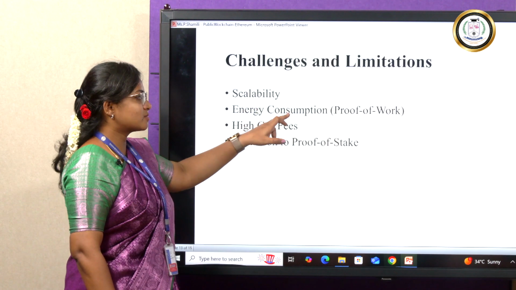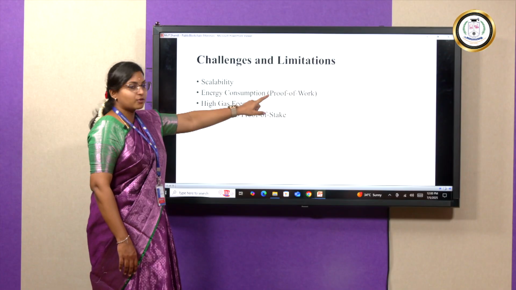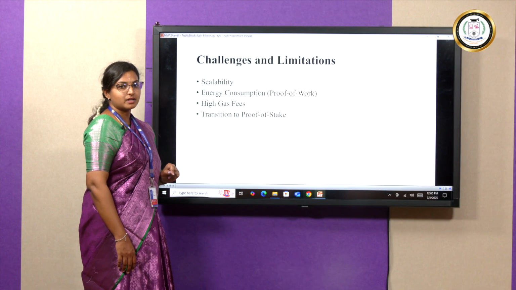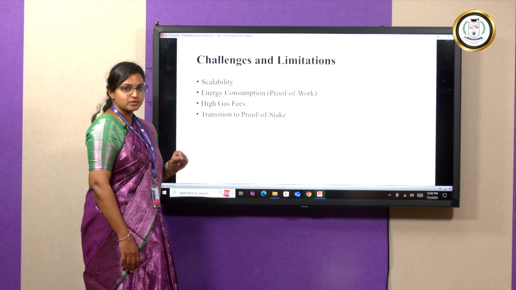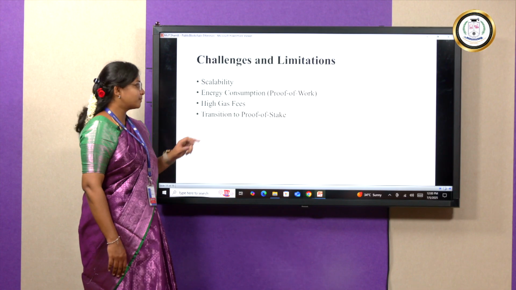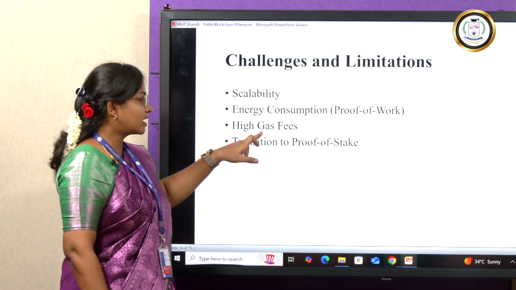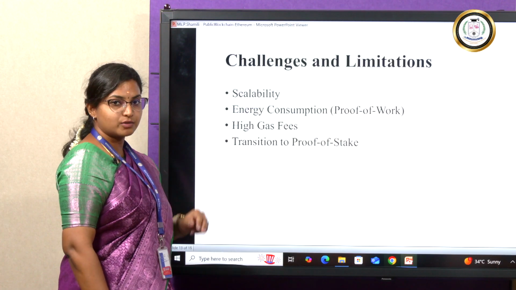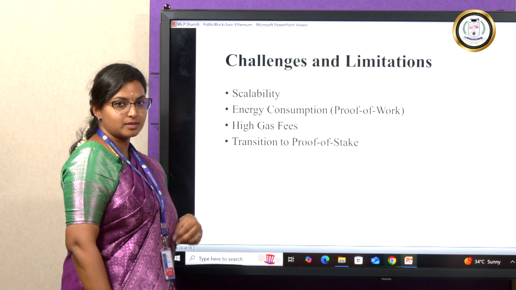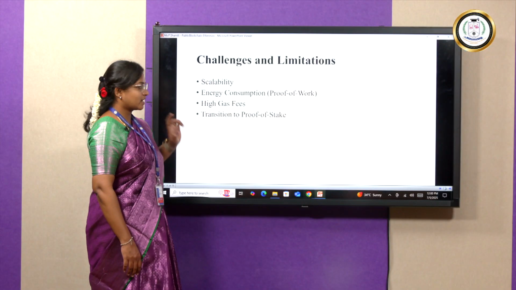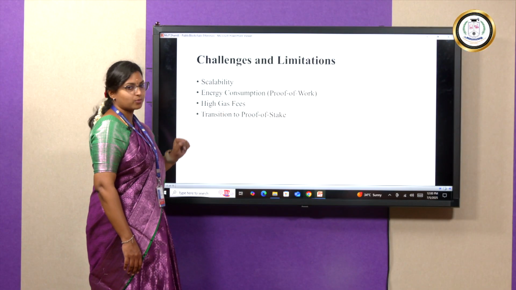And then energy consumption, where energy comes under proof of work, where for proof of work we need high computational power, which means for mining a particular block, I need high computational power. And then high gas fees, where for a particular transaction I have to give some amount, which means some cryptocurrency, to do a transaction. This is one of the challenges. And then transition to proof of stake.